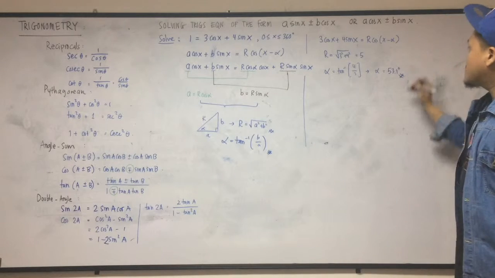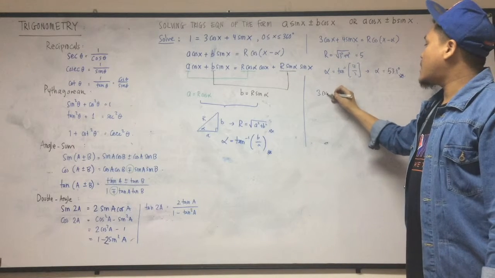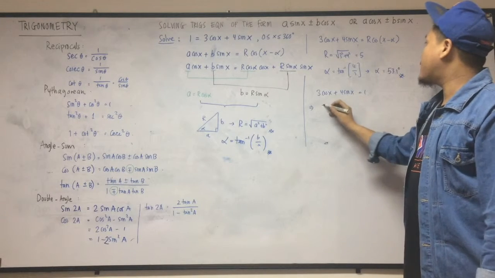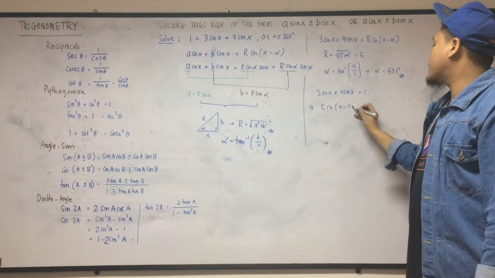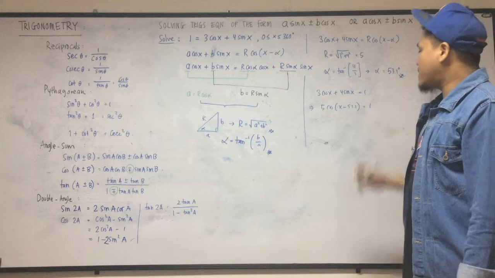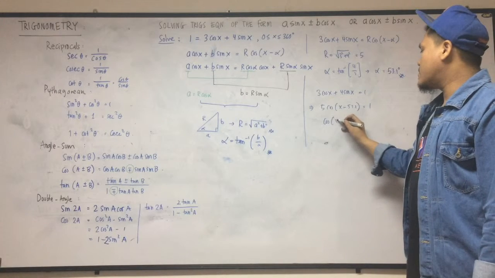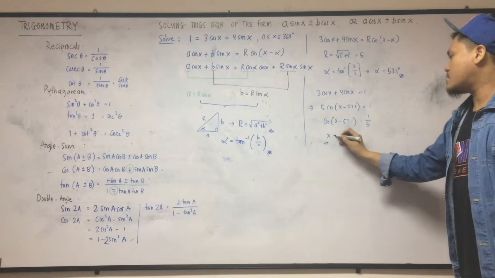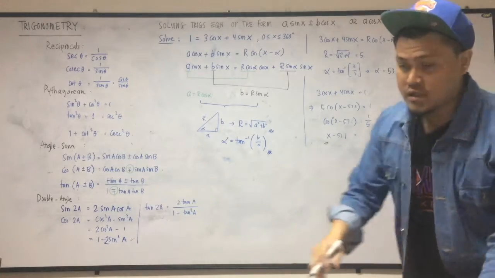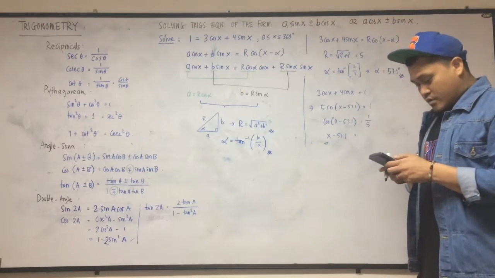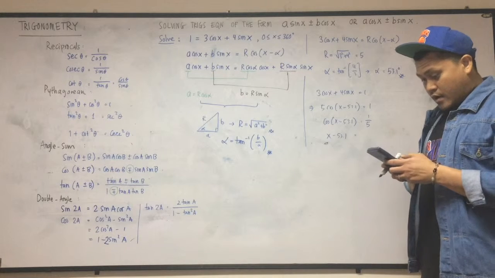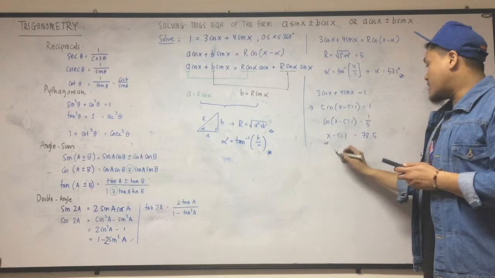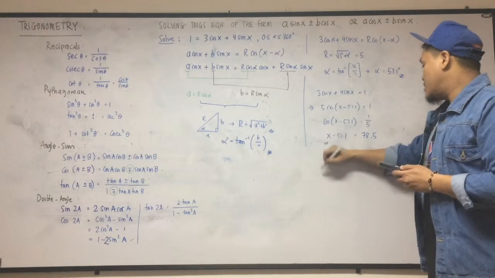Okay? You can change this, 3 cos x plus 4 sine x equals 1, can be rewritten as 5 cos(x minus 53.1) equals 1. This is going to be a lot easier to solve, right? So cos(x minus 53.1) is equal to 1/5. So x minus 53.1 is equal to cos inverse of 1/5, that's going to be 78.5. So x is going to be equal to 78.5 plus 53.1.